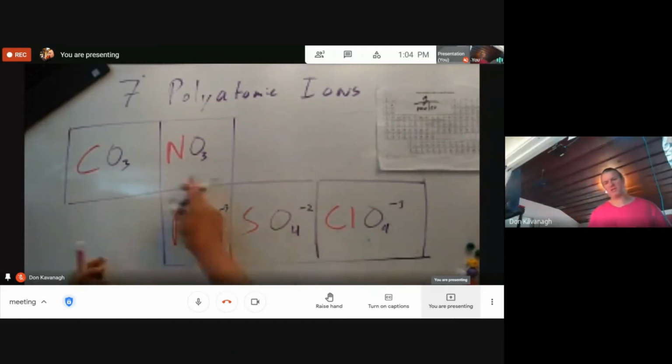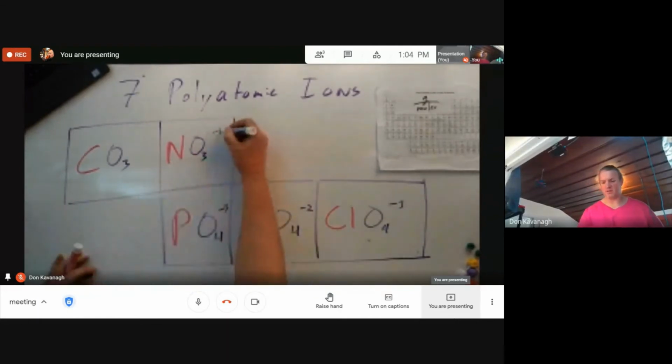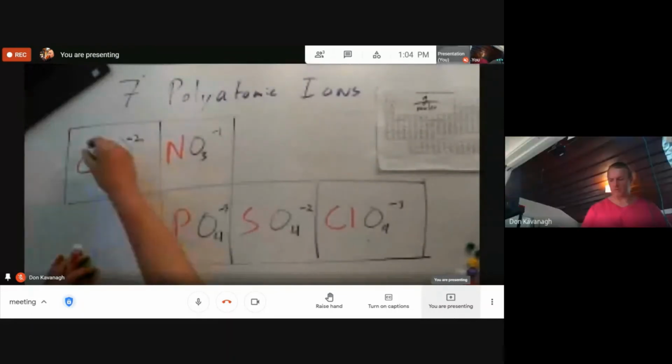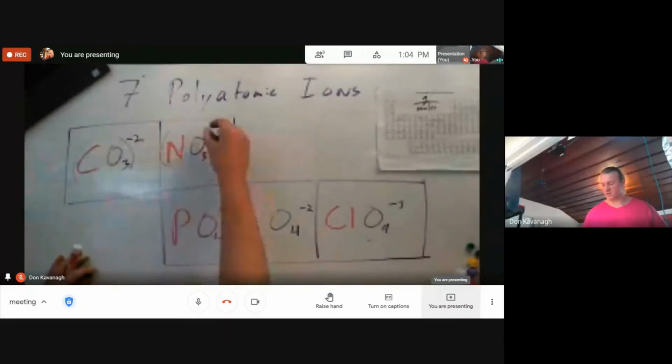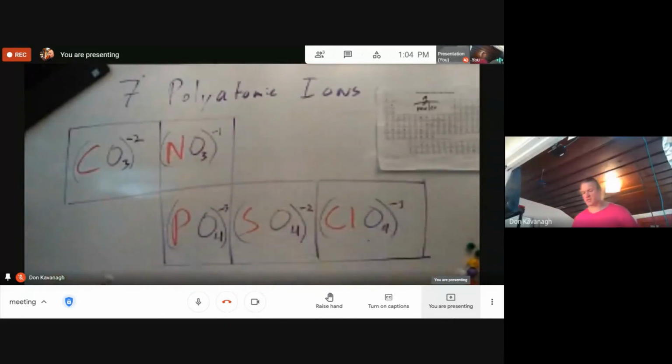This row follows the exact same pattern. Start at -1 and go down to -2. I'm going to put these in parentheses because I think it's helpful when writing ionic compounds and formulas and getting used to these, to remembering what's part of the formula, what's part of the charge.